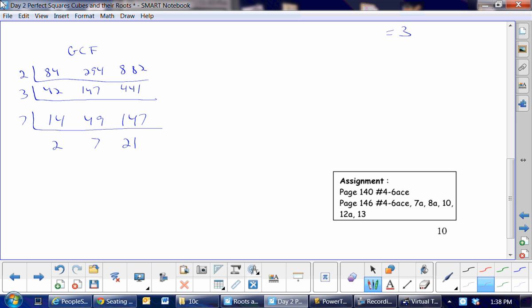Now the GCF: what is the biggest number that goes into all of them? All you do is you take these numbers and you multiply them together. So 2 times 3 times 7, which is 42. That is the greatest common factor of those three numbers. So you just always use this chart, and in GCF, you must go into all numbers.